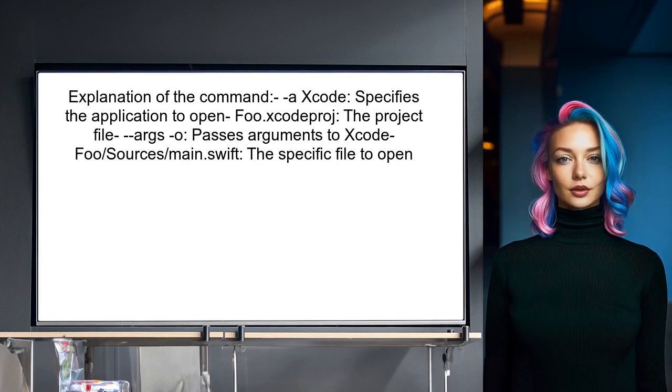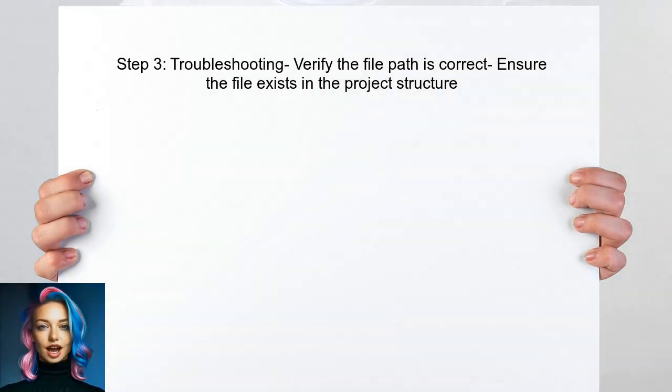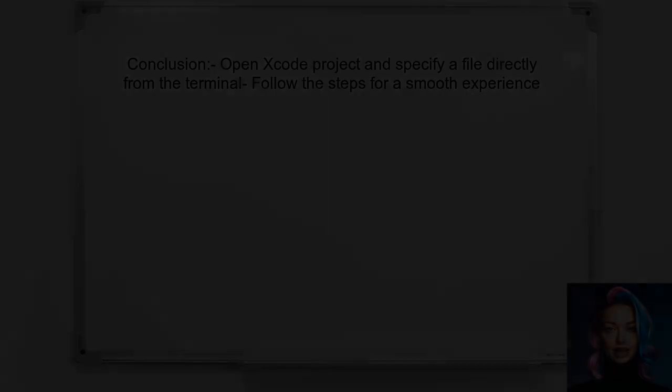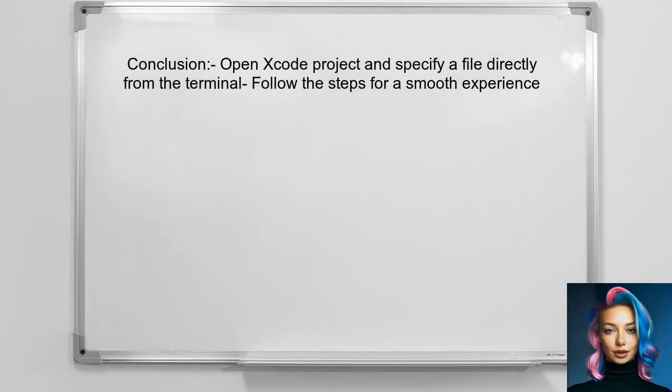The user should ensure that the paths are correct. If the user encounters any issues, they should double-check the file path and ensure that the file exists within the project structure. By following these steps, the user can successfully open an Xcode project and specify which file to open directly from the terminal.